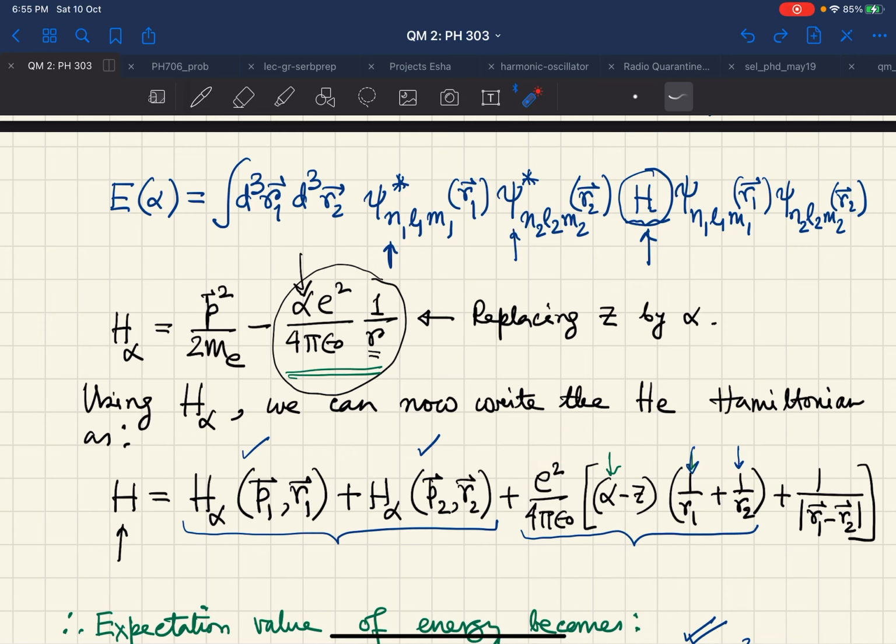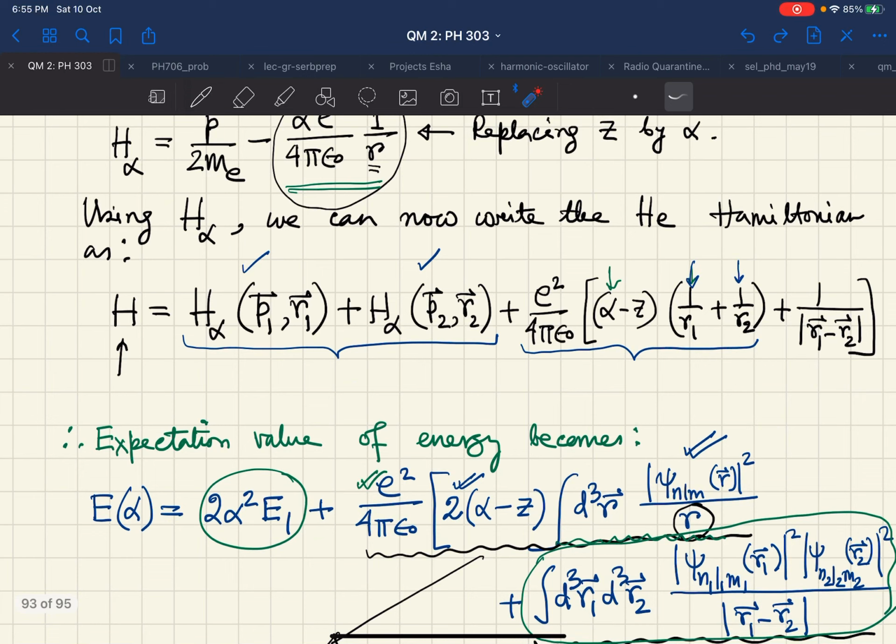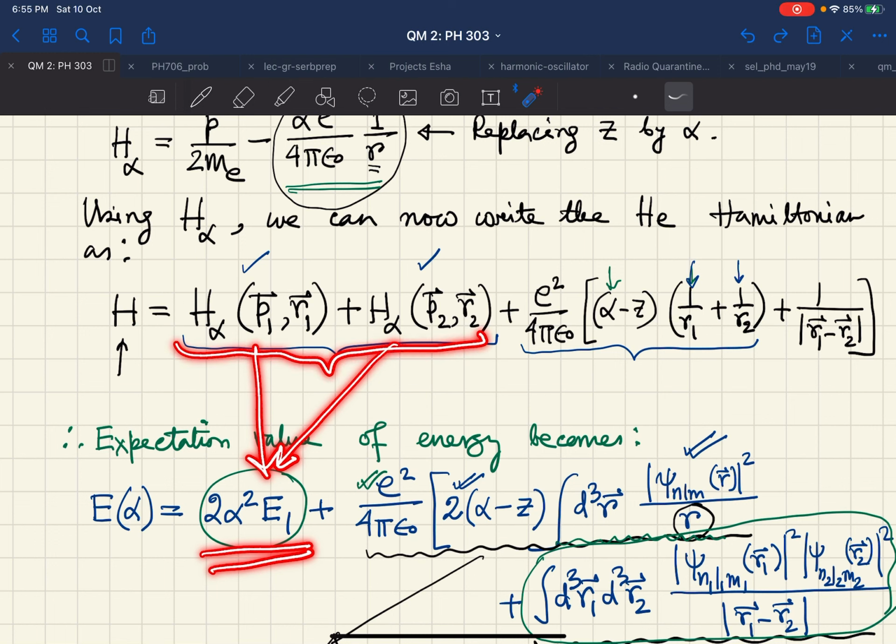So we know what the results of these integrations are. The expectation value of energy therefore should give me 2 alpha square E1. It will come from these two terms. Why? Because we calculated this using alpha equal to z, which gave us 2z square E1. So now it will give us the same result, only z will be replaced by alpha.